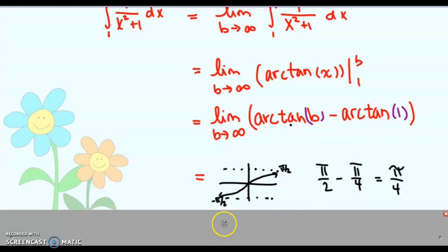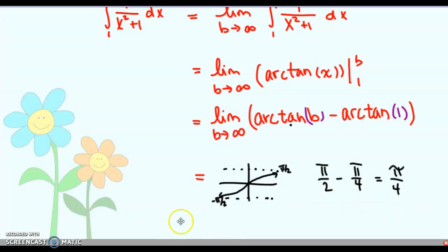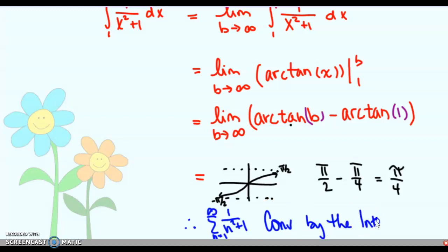That is a real number. So that means that our summation from n equals 1 to infinity of 1 over n squared plus 1 converges by the integral test. Hopefully you got that one right.